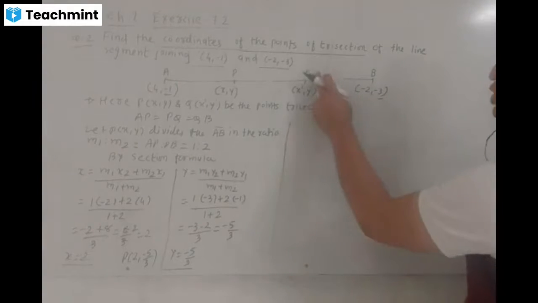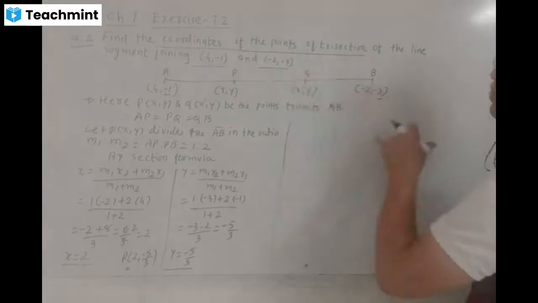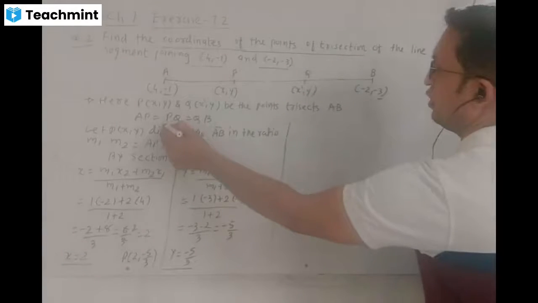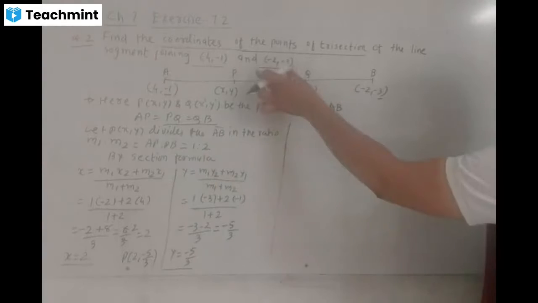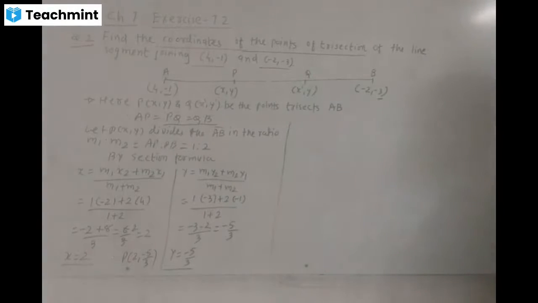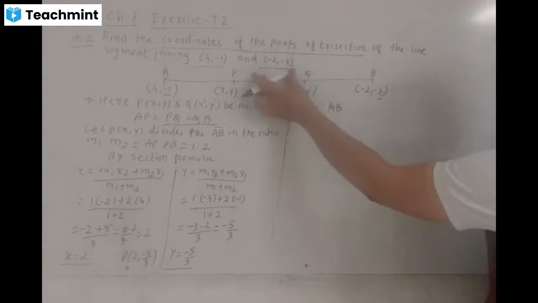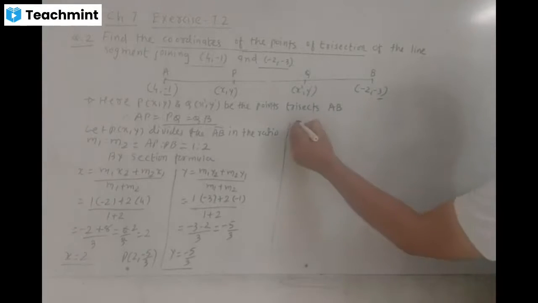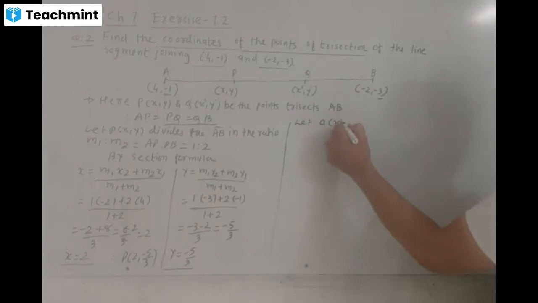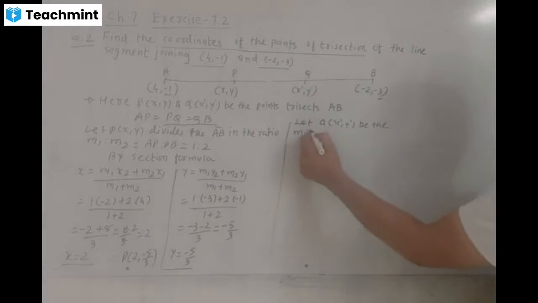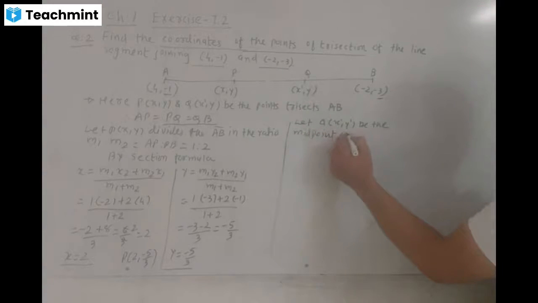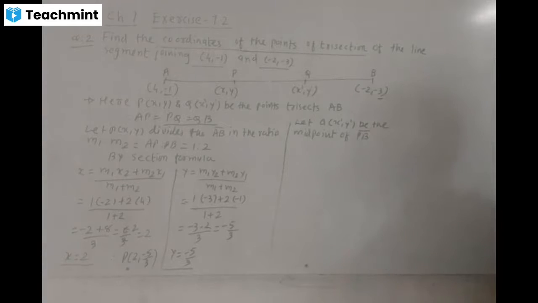Similarly, Q is the midpoint of PB because PQ and QB are both equal. Therefore the ratio of PQ to QB is 1 is to 1. PQ and QB are equal, the distance of PQ and the distance of QB are equal. Let Q(x', y') be the midpoint of line segment PB. By midpoint formula, x' is equal to (x plus x2) by 2.